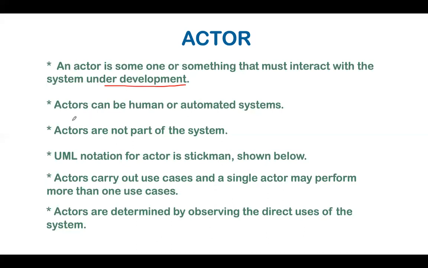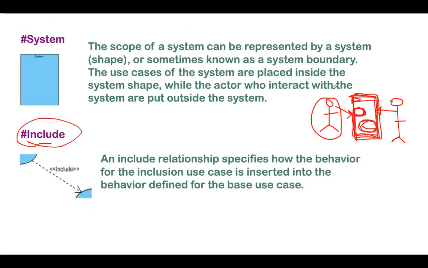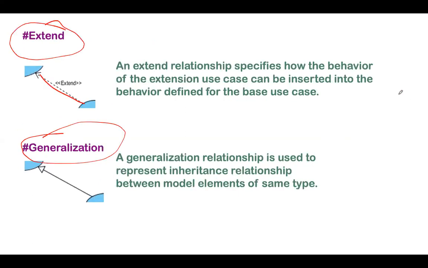So that is why I'm saying that actors can be human or even automated systems. Because actors are not part of the system, when we are designing use cases, we put them outside the system, like I showed you here. Yes, you see, these are the actors. They are placed outside, but then we just show the relationship between them and the system. We have the primary actors and the secondary actors, but we shall get there.